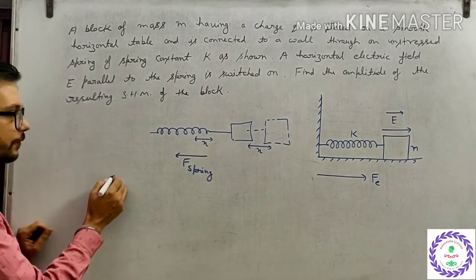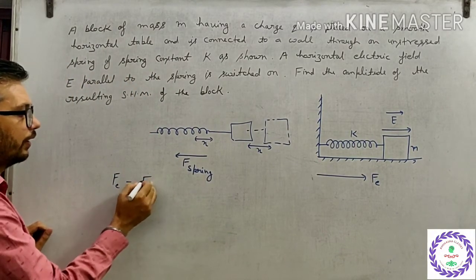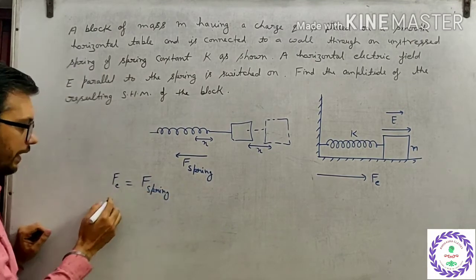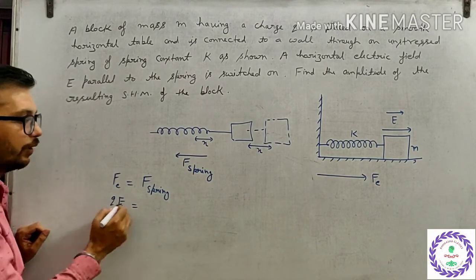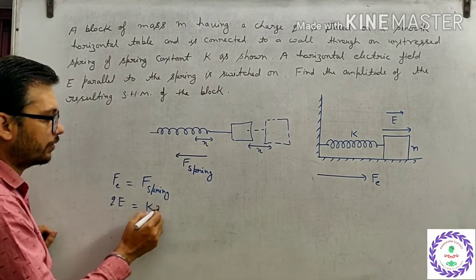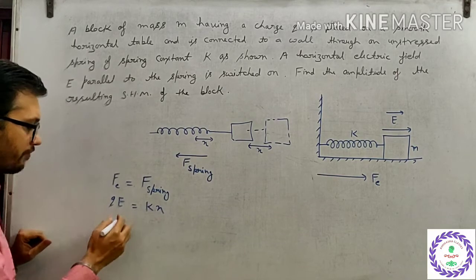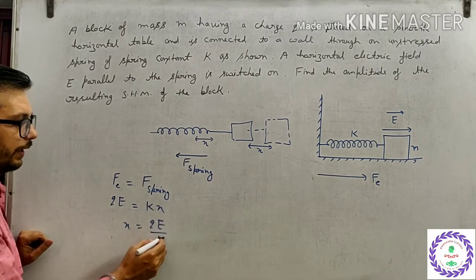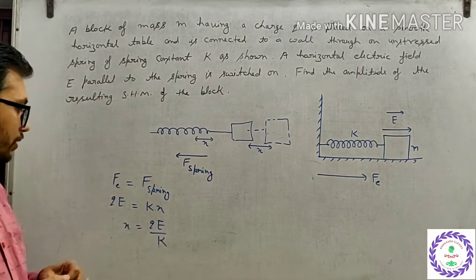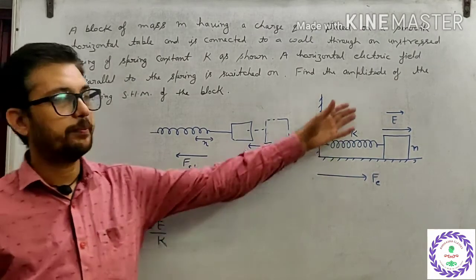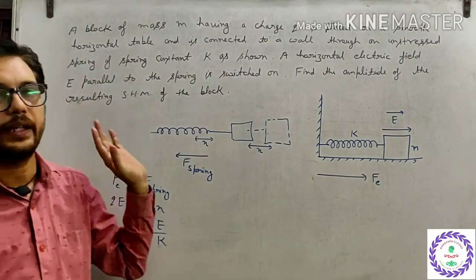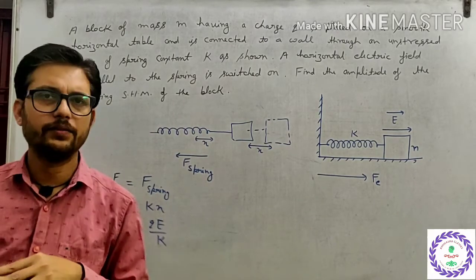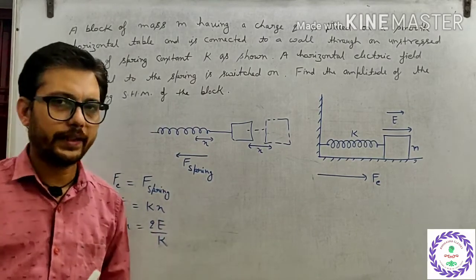So we have simply Fe equal to F spring, and F is QE, so QE equal to Kx, or we can say minus Kx. So x equals QE by K in magnitude. This is the amplitude in the resulting SHM of the block. I hope this question is very easy for all of you. Now we will discuss the next question.